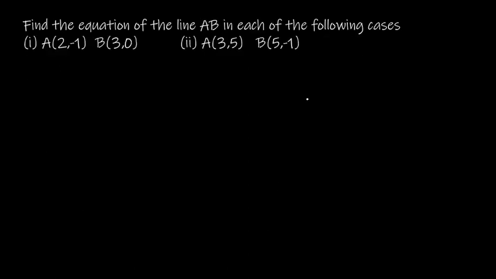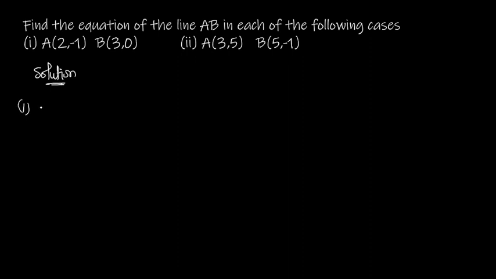Alright, so let's have a look at another example. We have to find the equation of the line AB in each of the following cases. In case 1, we have the point A with the coordinates 2, negative 1, and the point B with the coordinates 3 and 0. In the second case, we have A with the coordinates 3, 5, and B with the coordinates 5, negative 1. Let's go ahead and look at the solution for this problem.